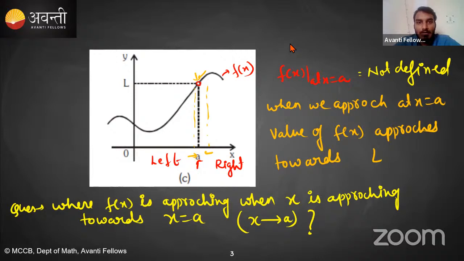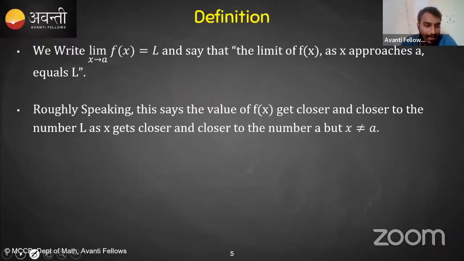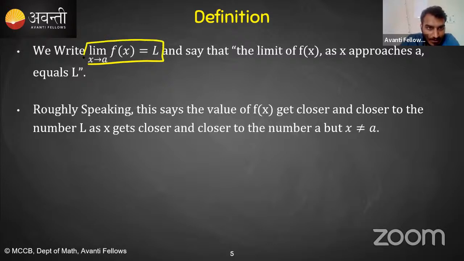Okay, so now we will see the definition of the limit. Okay, let's start. So students, first of all, when we write it like this, it means limit x tends to a, f of x is equal to L. How do we say that? Limit of f of x as x approaches a equals L. It means when x is approaching towards a, my value of function, that is the limit, is approaching towards L.